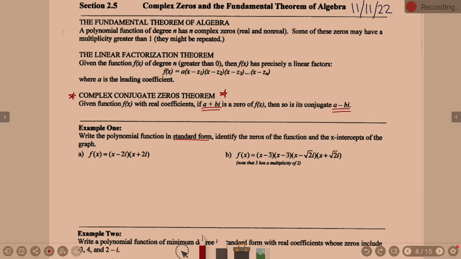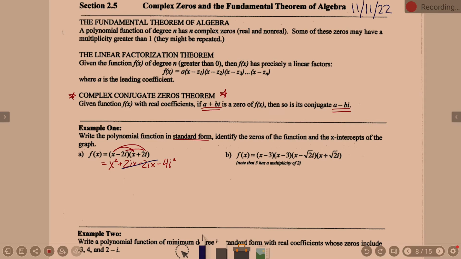Let's FOIL. X times x, x squared. 2i times x, I write it as 2ix, minus 2i times x, minus 2ix, minus 2i times plus 2i, minus 4i squared. Okay? This is not standard form because there is simplifying that can be done. What simplifying can be done here? Positive 2ix minus 2ix is going to cancel.